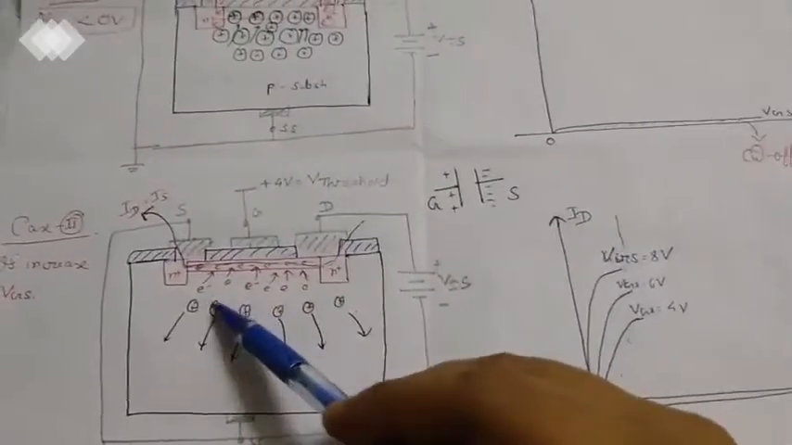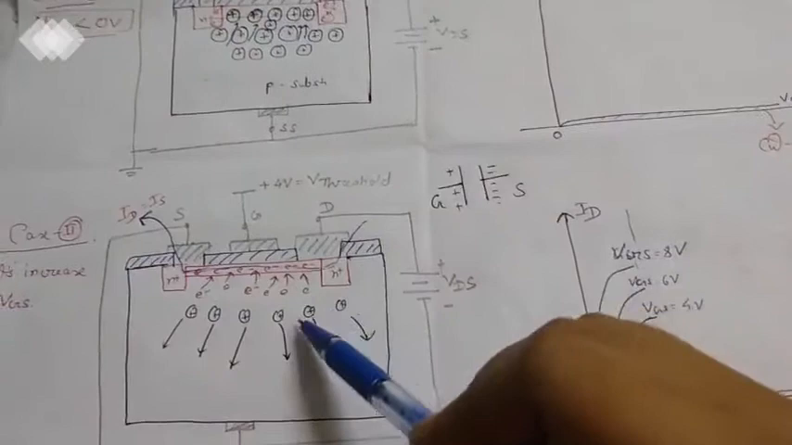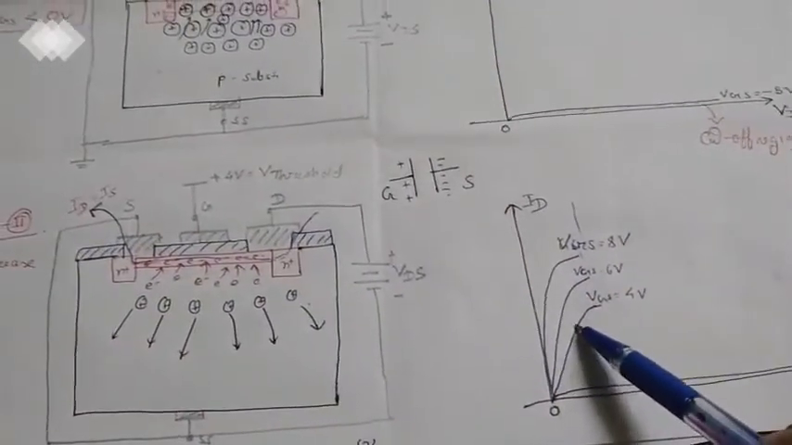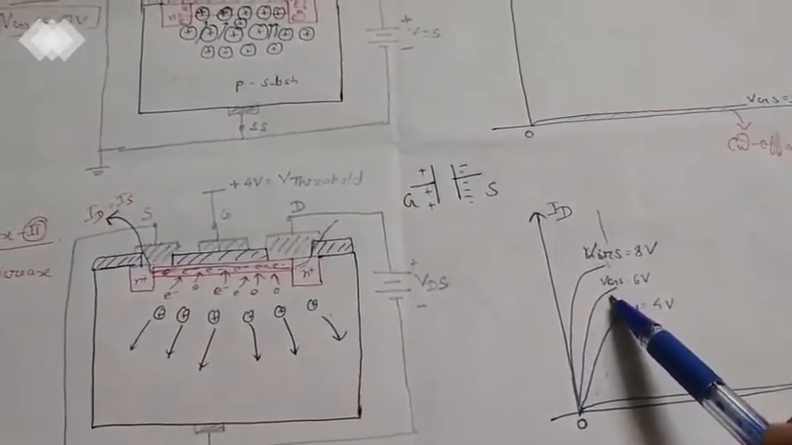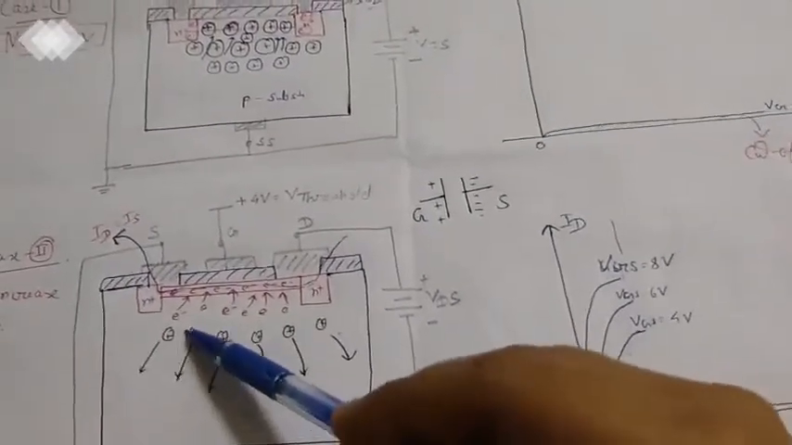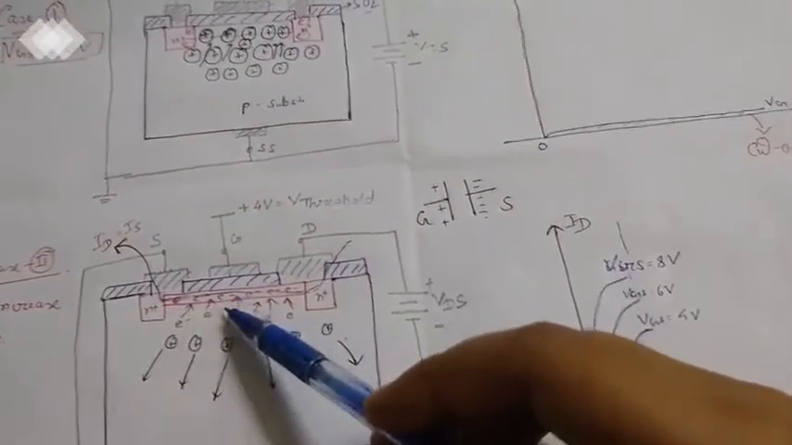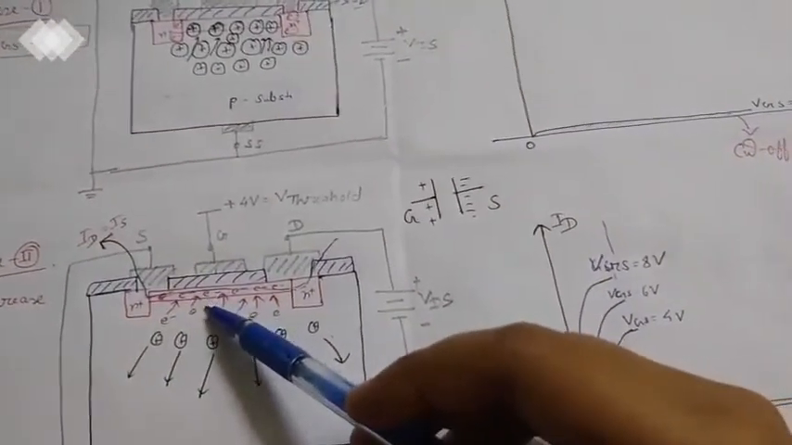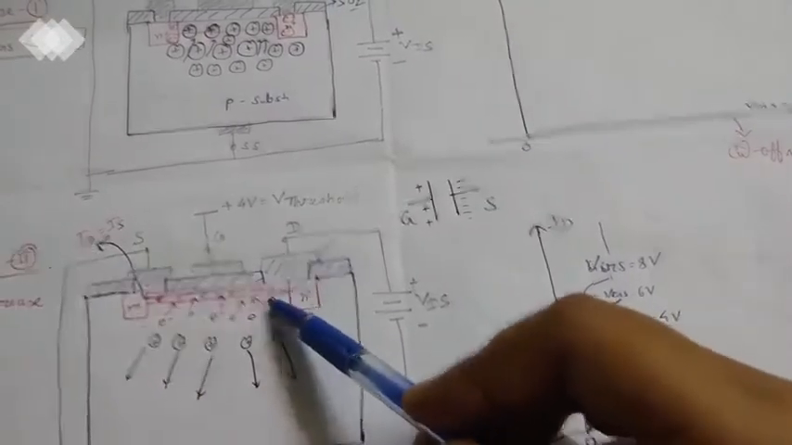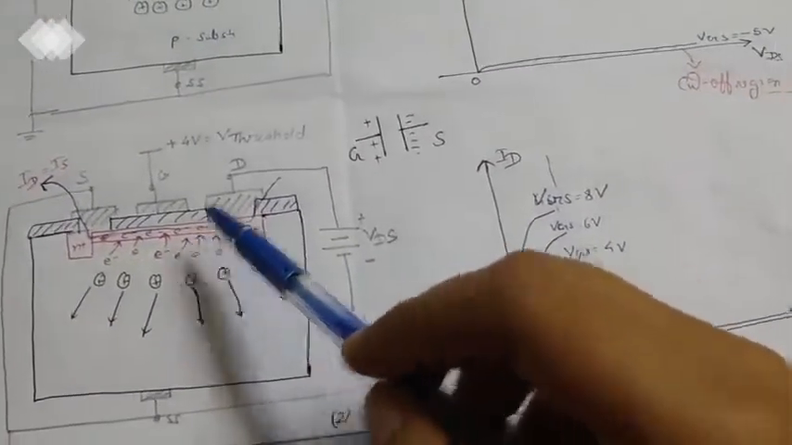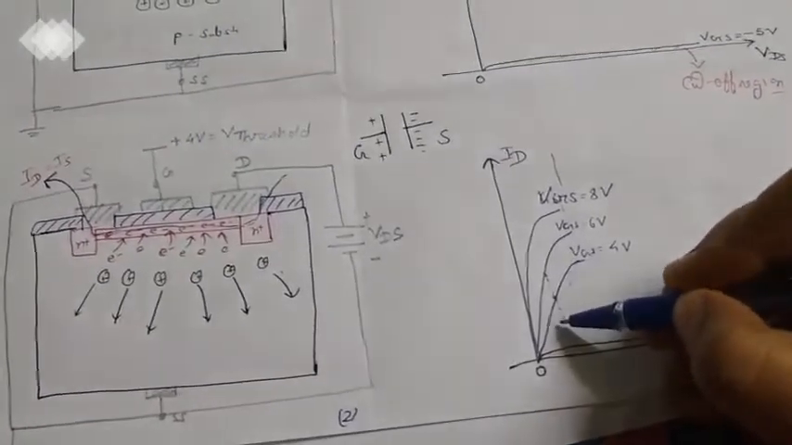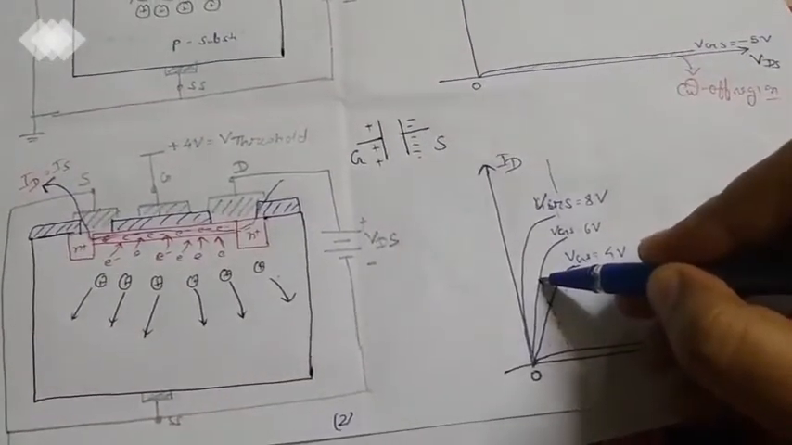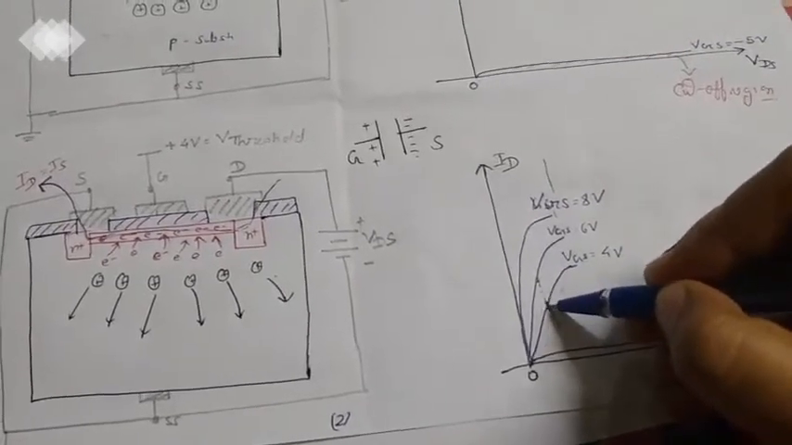the potential between the source and drain will also increase, causing the magnitude of the current to also increase with this. And as we increase VGS to 6 volt, the channel region will also thicken, because more electrons will be accumulated here. This will also increase the magnitude of the current at the same value of VDS. So for VGS equals 6 volt, more current will flow as compared to VGS equals 4 volt.